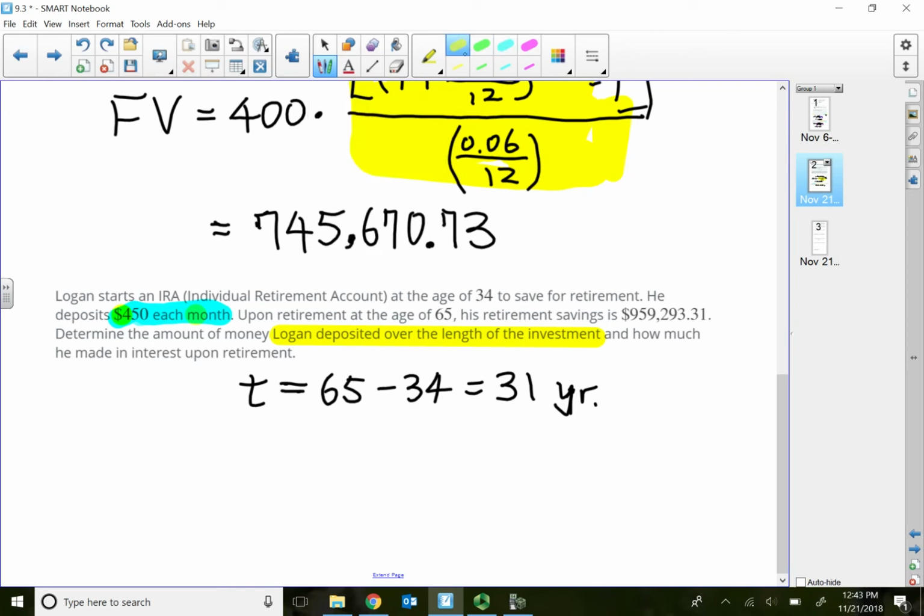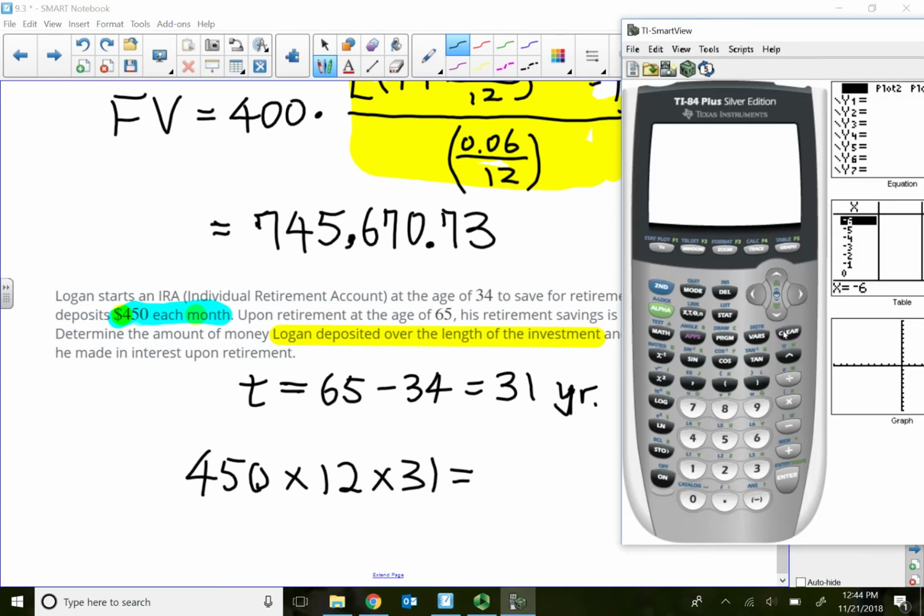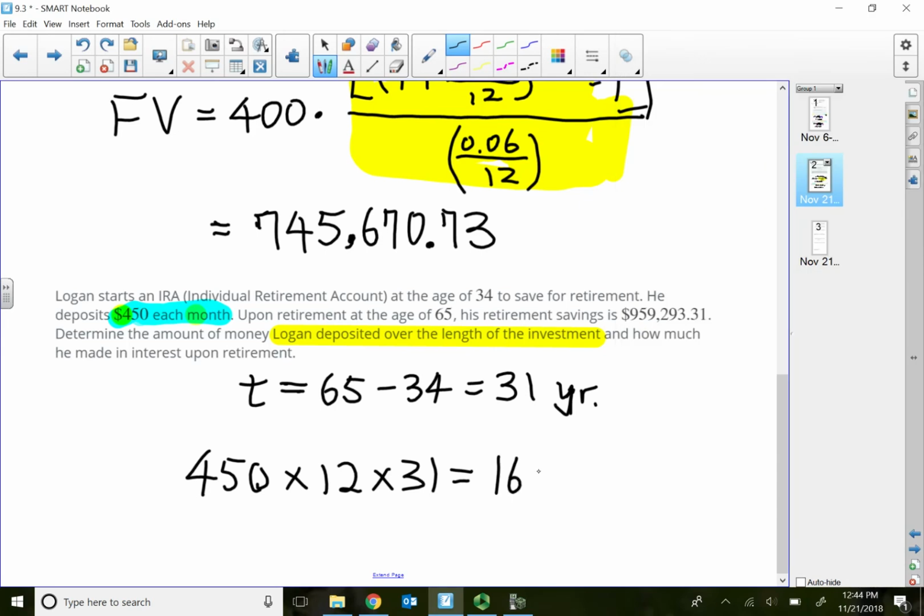$450 a month times 12 months, this 12 means 12 months in a year, times 31 years. So this number will be how much Logan invested for 31 years. 450 times 12 times 31. He put in $167,400. But the account ended up at $959,000. So this is how much he actually deposited over the years.